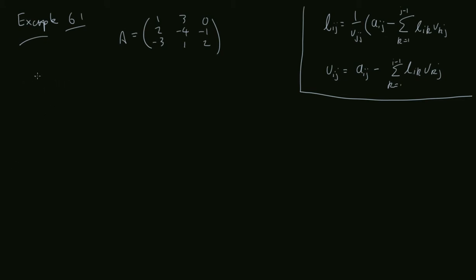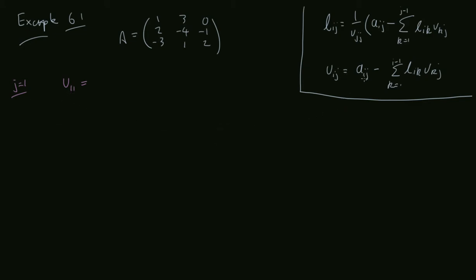What we do is we go down each column in turn. First I'm going to do the j equals 1 column. So U11: when j is 1, we've got i is 1.